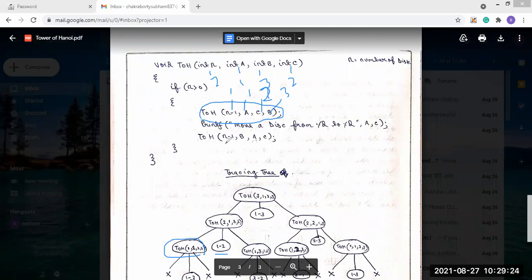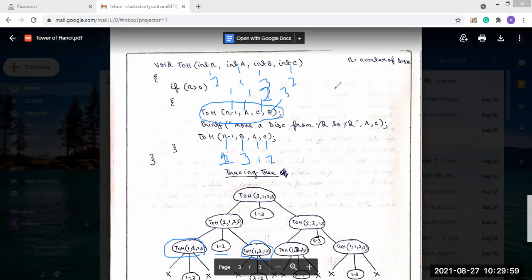And now what will this be? This will be n minus 1, which will become 2 now. And what is B? B is 3. B becomes 2 minus 1, it will become 1 now. So B will be 3, A is 1, and C is 2. So this will become 1312 now.